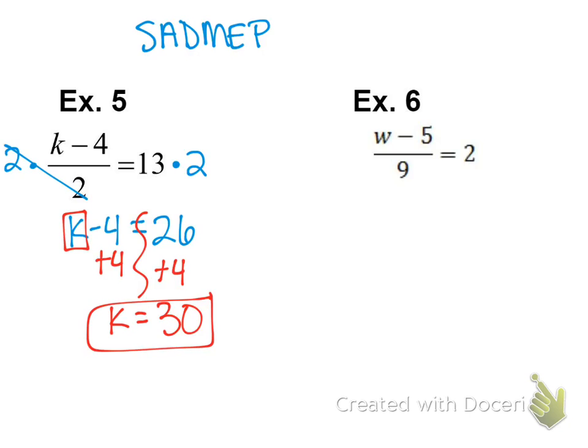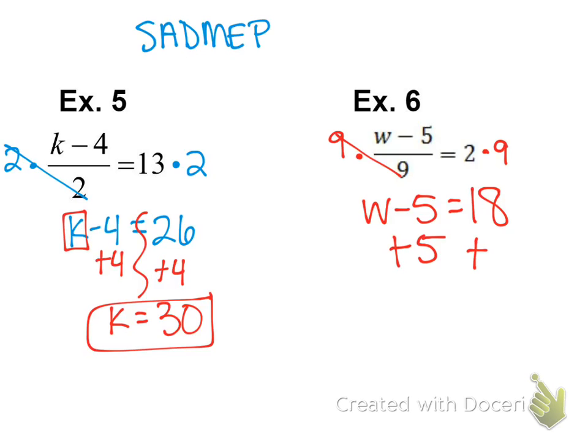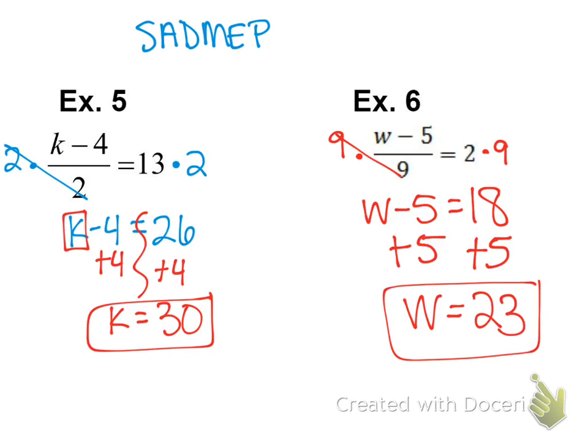What's the first thing we did? Times 9. Good. I would agree. We multiply both sides by 9. What happens to the 9s on the left? Cancel out. What does that leave us with? This 23. Good. 2 times 9 is? Last step. Add 5. Do it on both sides. W equals 23.